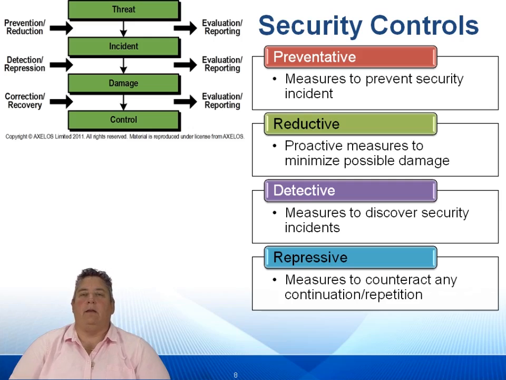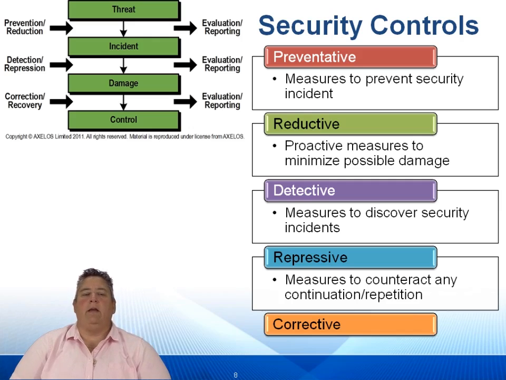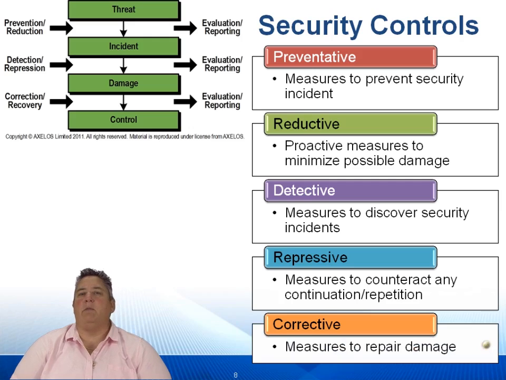Okay, so repressive, here I can block the account. I can keep access cards if somebody tries to use an access card, doesn't have the appropriate password, something along that line. So in other words, it can't be repeated. And then the last one, which is corrective, we have the measures that would repair damage. And again, examples of corrective ones would be restoring the system from a backup or rolling back to a stable point, that type of an action.